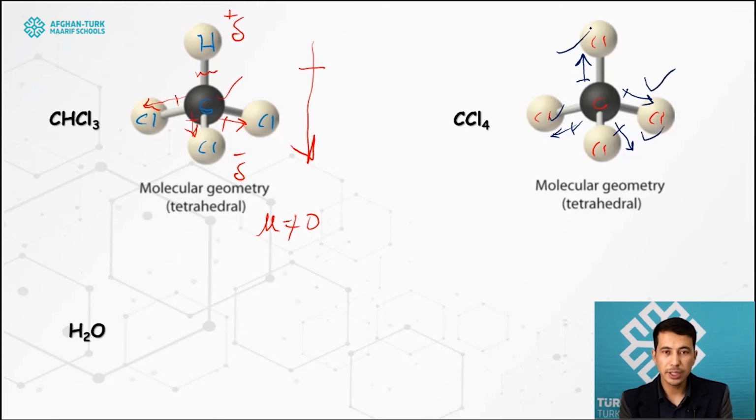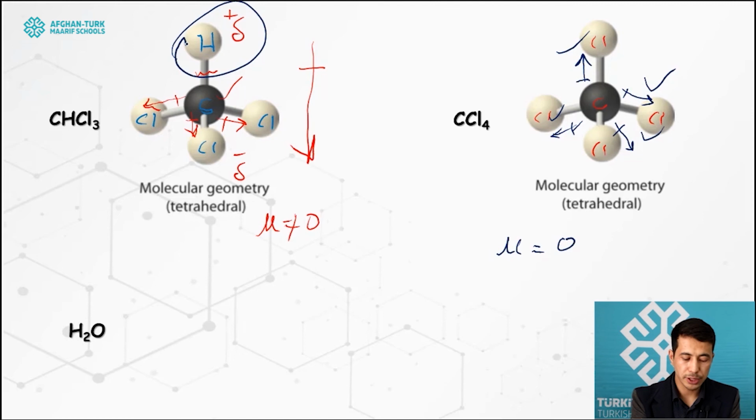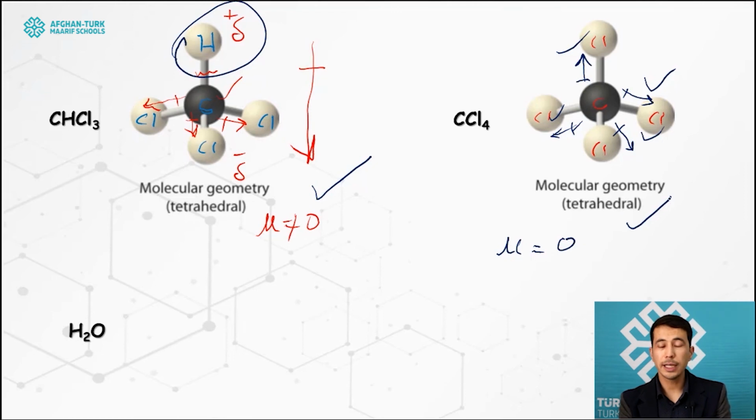We know that the bond is a polar bond, but the molecule is a non-polar molecule. So again, the dipole moment of this one will be 0. You can see only the presence of hydrogen changes the case. So one is a polar molecule, the other is a non-polar molecule. We are not talking about polar or non-polar bonds, we are talking about the molecule. Let's look at water.